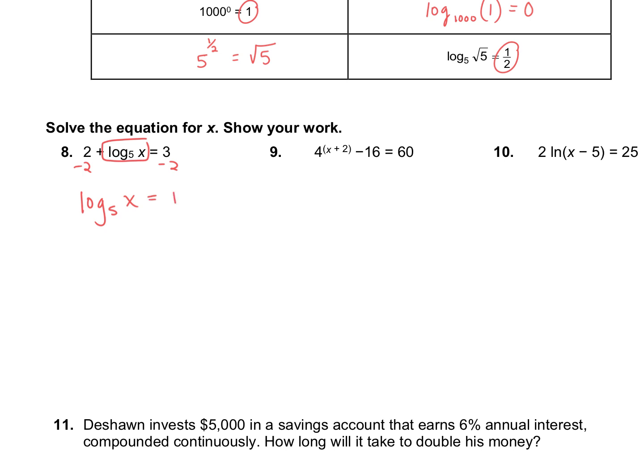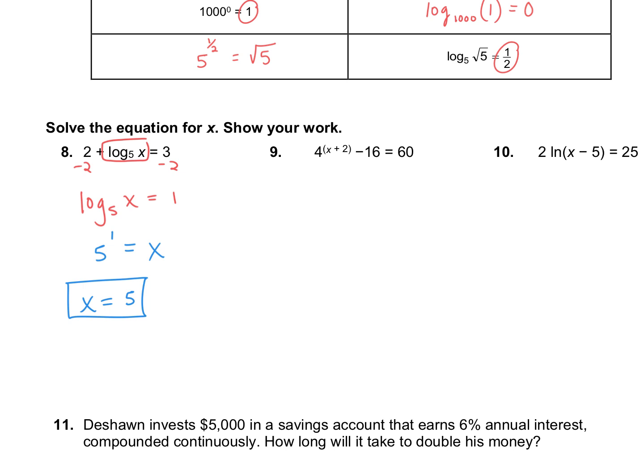Now to get to that x, we have to switch forms. When we switch forms, we try to find the base of our log. The base is 5. Remember, logs are equal to the exponent, so 5 to the first power is equal to whatever you were taking the log of, which is x. So there we got x alone. So x is equal to 5 to the first power, or just 5.